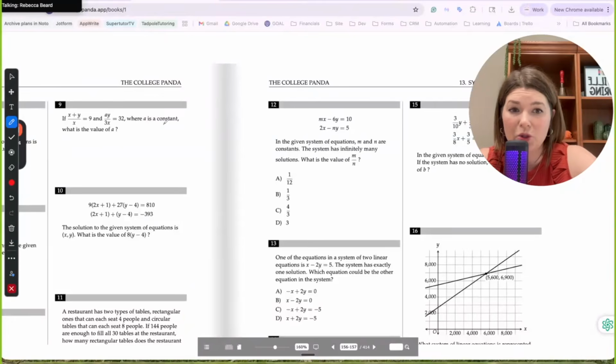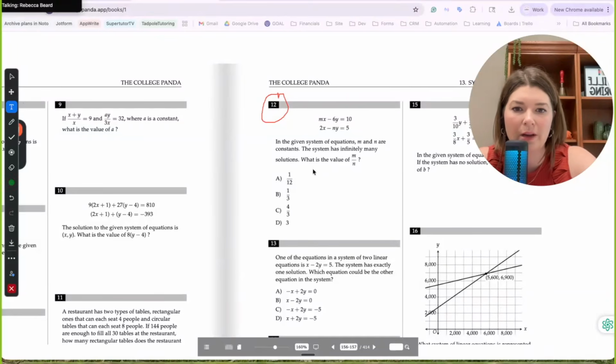Okay, so number 12 is going to be our third problem here. This one is one you're going to be tempted to plug into Desmos, but you need to avoid that on this particular type of problem. I think there's a way to do it, but it takes like twice as long. So on this one, you have a given system of equations. M and N are constants. The system has infinitely many solutions.